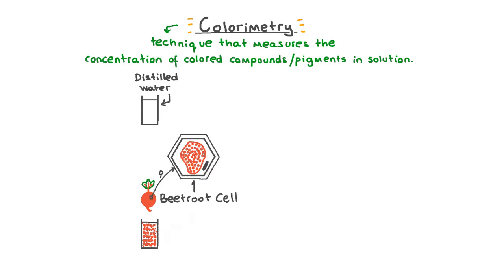Beetroot cells, like the one we can see here, have large vacuoles that contain a lot of the red pigment betalain that gives them their distinctive dark red colour, and they're often used in colorimetry. When a segment of beetroot is placed into a solution of water, some of the red pigment will leak out of the beetroot cells through their cell surface membranes and into the solution. The more permeable the cell surface membrane is, the more pigment will leak out.